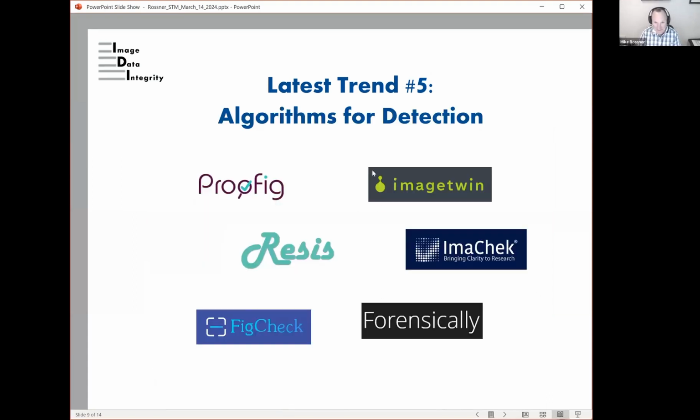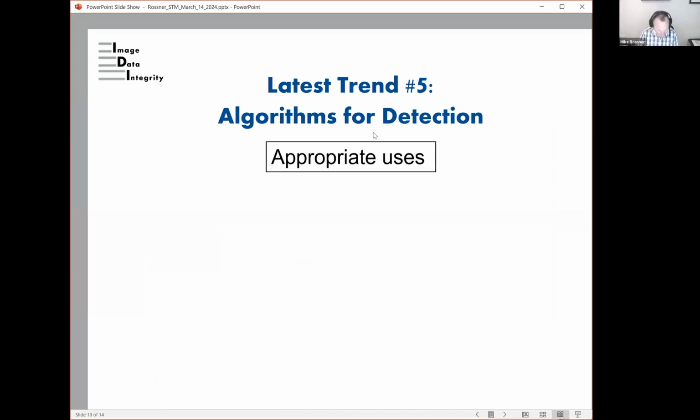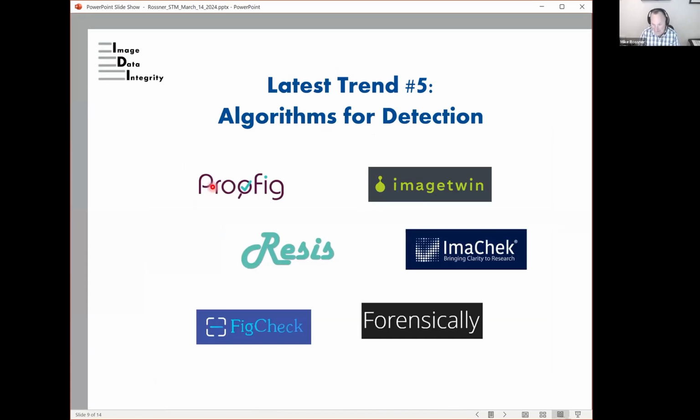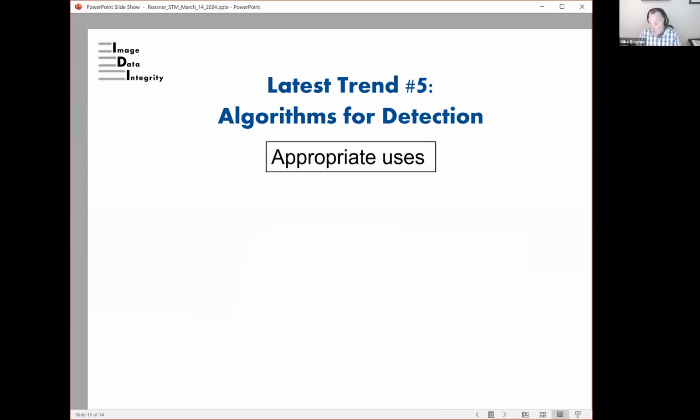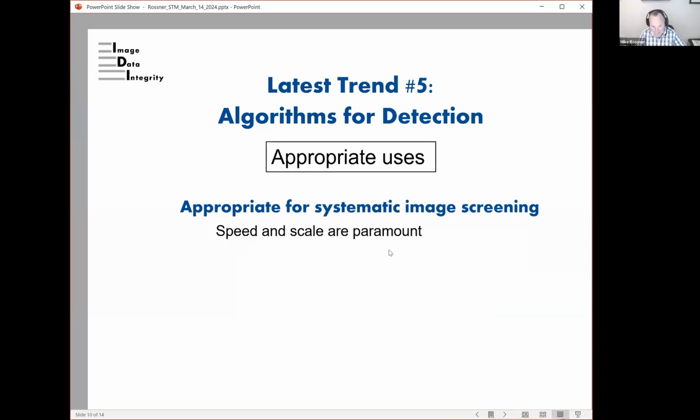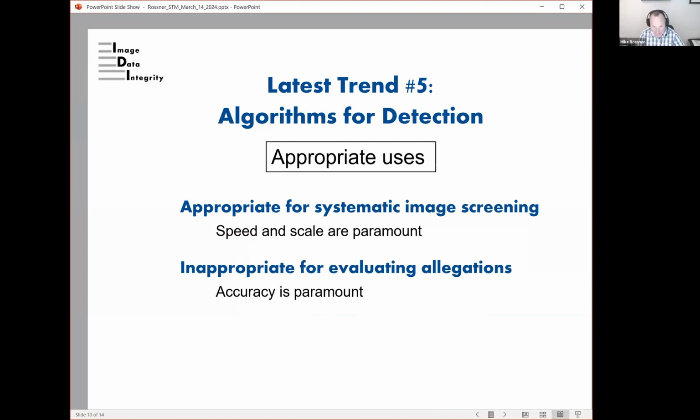And the final latest trend is the development of algorithms for the detection of image manipulation. This is a series of algorithms that have come online, mostly within the last 5 years. Most of them detect image duplication. And one of the appropriate uses for algorithms in detection, well, I think they're appropriate for systematic image screening, where speed and scale are paramount. In my opinion, though, they're inappropriate for evaluating allegations of image manipulation, where accuracy is paramount. These algorithms are still just missing too much to be used in evaluating allegations.